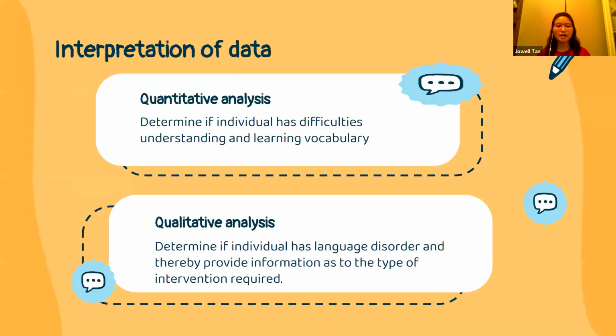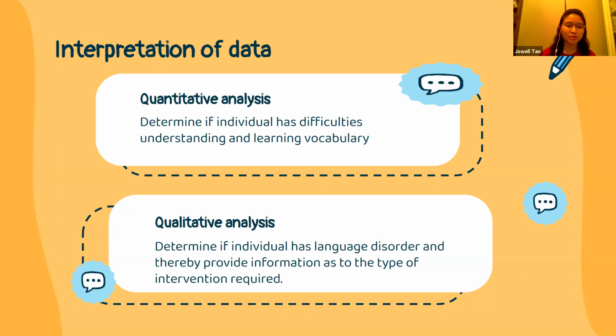Next slide. So how do we interpret this data? It will be through 2 methods, quantitative analysis and qualitative analysis. For quantitative analysis, the raw score will be tabulated to analyze the child's ability, and it will then be compared to the scores of the same age peers to obtain the age-based percentile range based on the norm population. This will indicate the child's ability among their peers, and will also enable the examiner to understand the child's performance level. So after you know the raw score, you'll be able to determine if the individual has difficulties understanding and learning vocabulary.